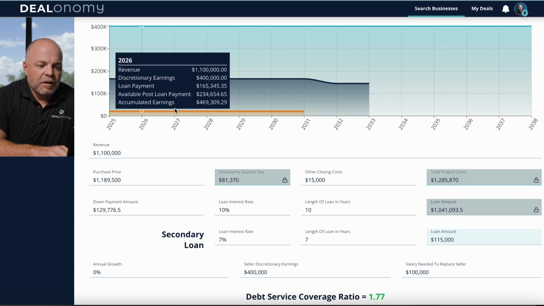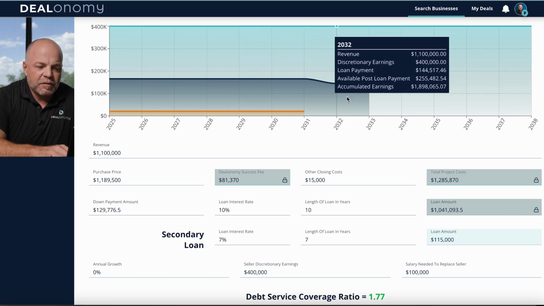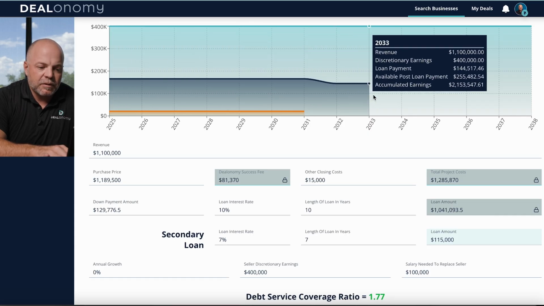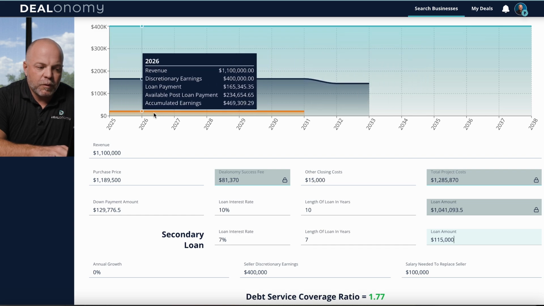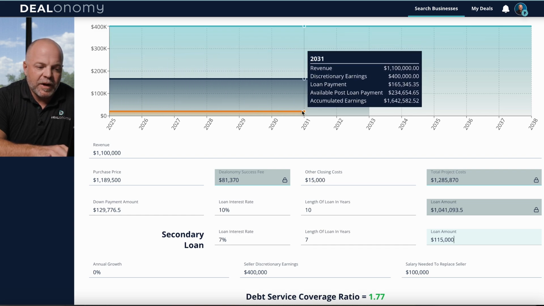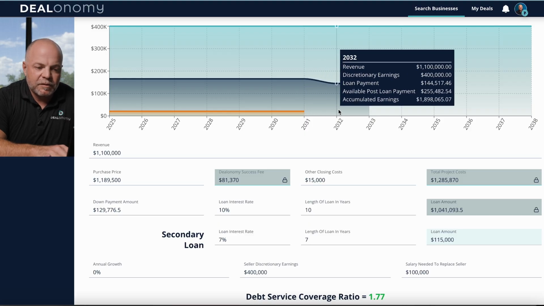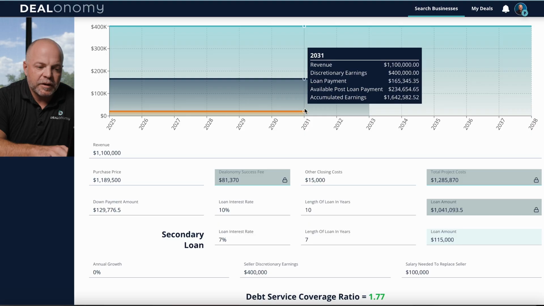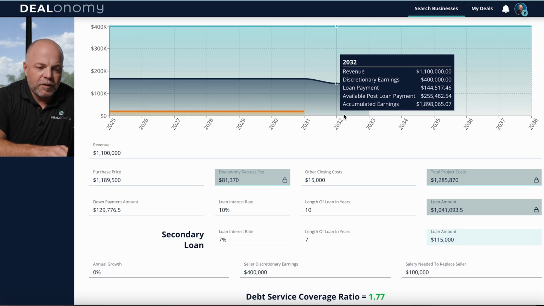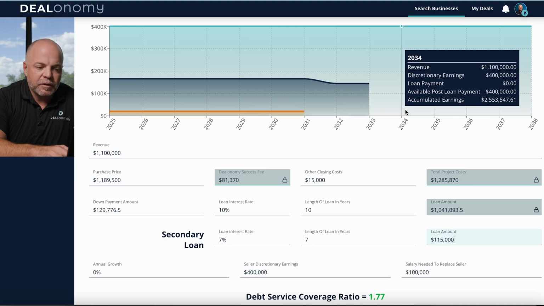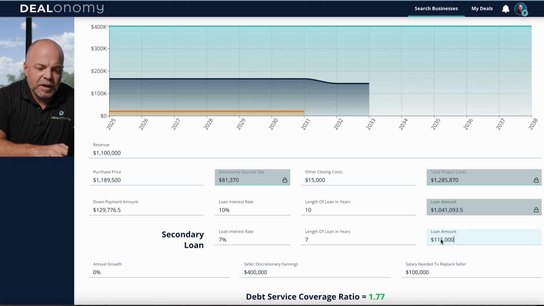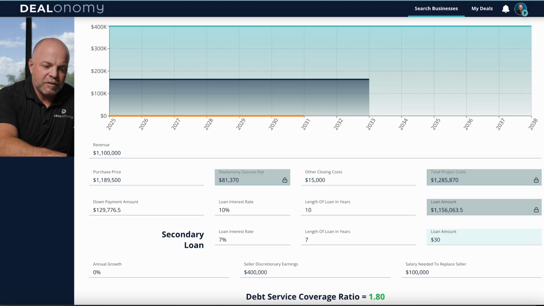Now we just introduced a new line to this graph. See, the SBA loan goes a couple years past the seller note, and the seller note is this orange line at the bottom. And then when that one goes away, your debt service goes down because you did have 2 loans right here. Now you only have 1. And then your SBA loan goes away a couple years later, and now you're free and clear. So you can play with that, and it'll just automatically do the math.